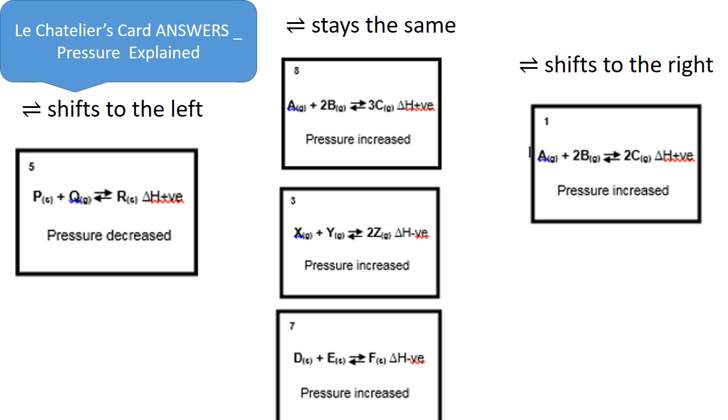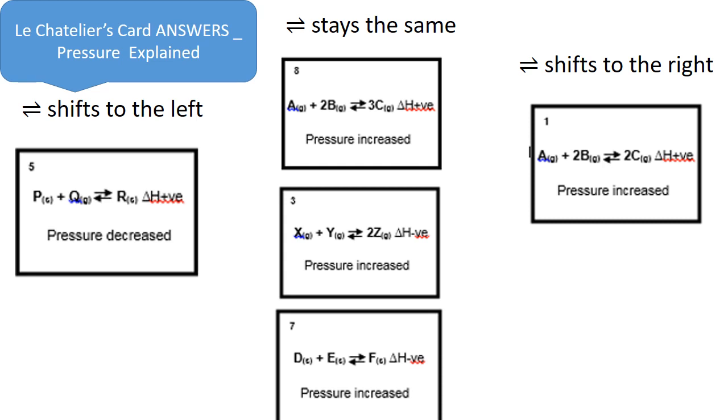So LCP states that if we increase the pressure, it will favour the side with fewer moles, as long as everything's in a gaseous state. Therefore, if we decrease the pressure, it's going to favour the side with more molecules. So let's have a look at these scenarios. If we start with those which shift to the left, we can see that the pressure has been decreased, so it's going to favour the side with more molecules.